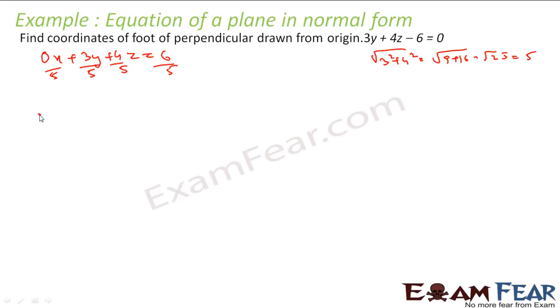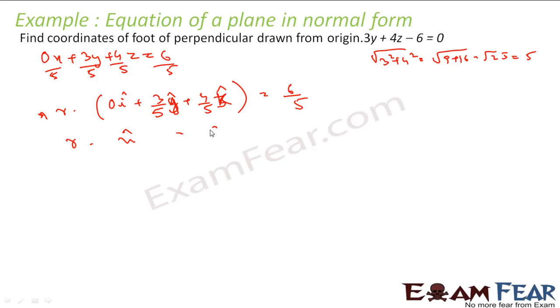With this I get r dot (0i plus 3 by 5 j cap plus 4 by 5 k cap) is equal to 6 by 5. This is similar to r dot n cap is equal to d. With this I got d as 6 by 5, l as 0, m as 3 by 5, and n as 4 by 5. You see l square plus m square plus n square is always 1 here.